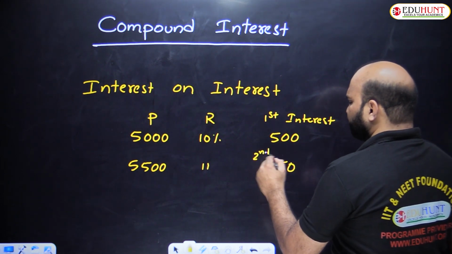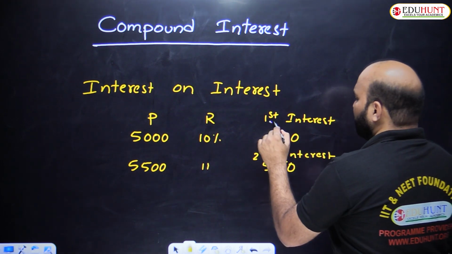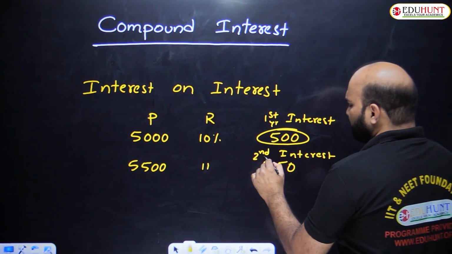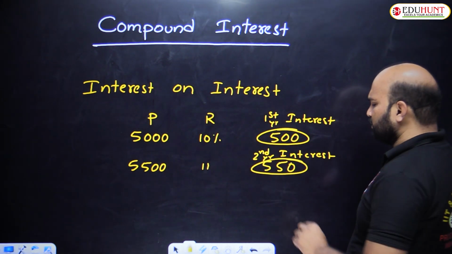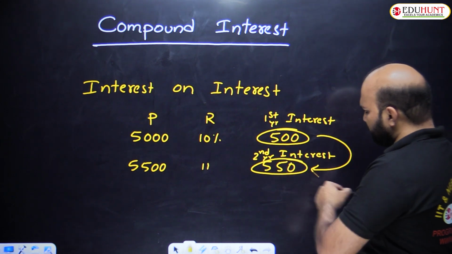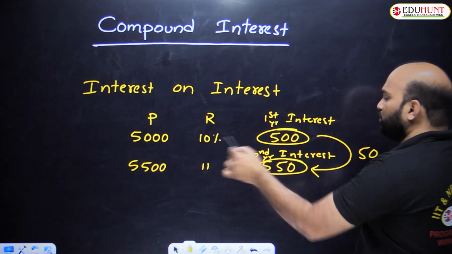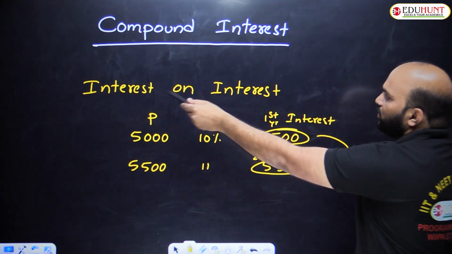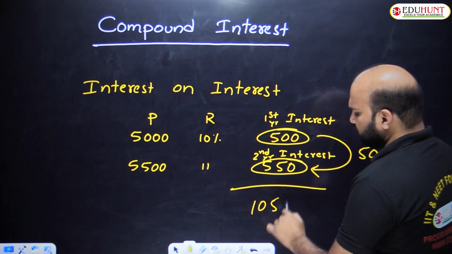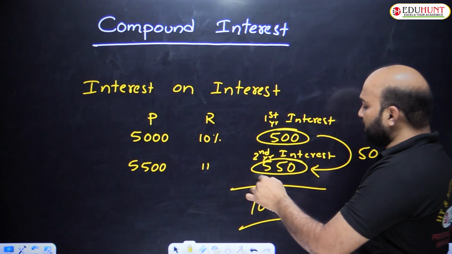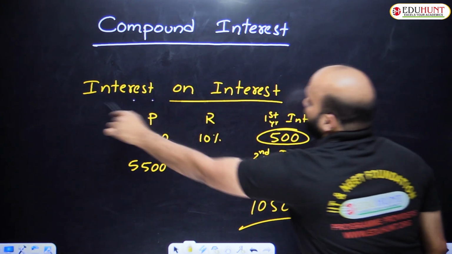So first year interest is 500, and second year interest is 550. Clearly we need to notice that. How do we get the extra 50 rupees? This excess of 50 rupees is called interest on interest. What is 10% of 500? 50. So interest on interest is called compound interest. Total 2 years interest is 1050. First year 500, second year 550, so I get an extra 50 rupees. That is called interest on interest.